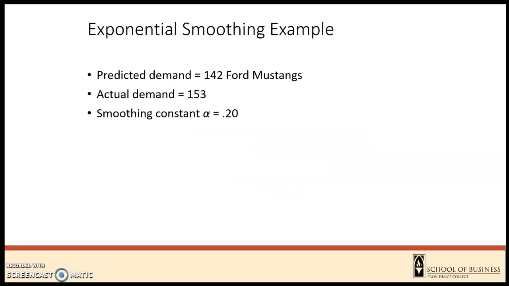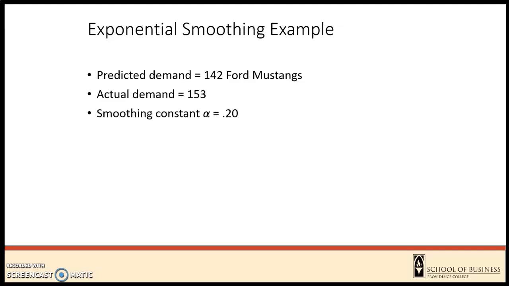So let's say we're building Mustangs, and I actually should have changed this because I don't really like Mustangs. I would have put Jeeps or Corvettes or something in here. But the predicted demand is 142 Ford Mustangs. The actual demand for this period would have been 153 Mustangs, and then our smoothing constant we're going to say is 0.2. So using this data, I want to know what my forecast for next month should be.